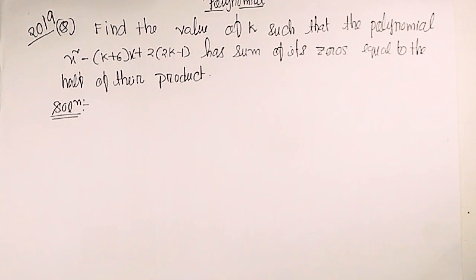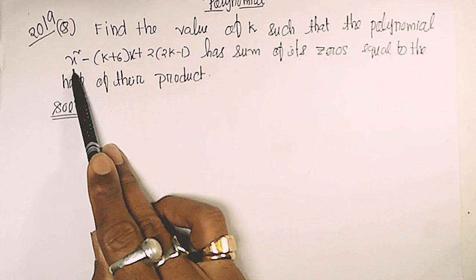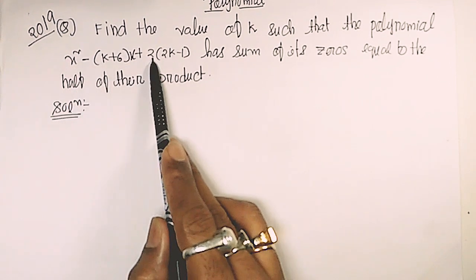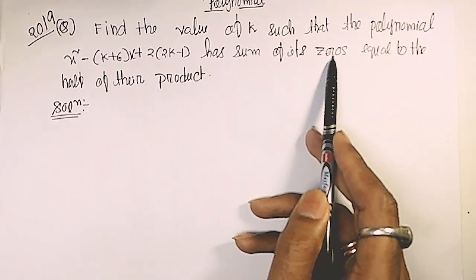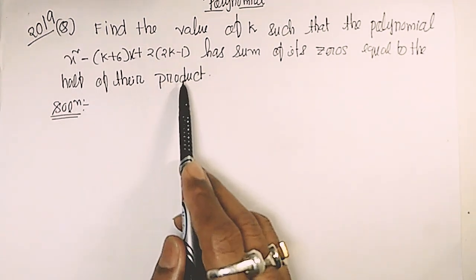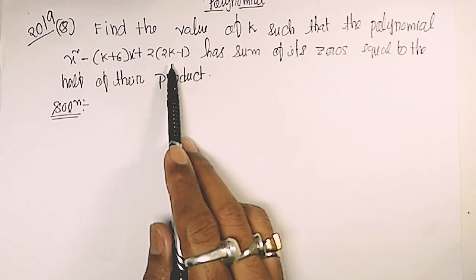So this is the question I have taken from Polynomial, and this question was asked in 2019 CBSE board. Find the value of k such that the polynomial x square minus (k plus 6)x plus 2(2k minus 1) has sum of its zeros equal to half of their product. So this is the polynomial given.